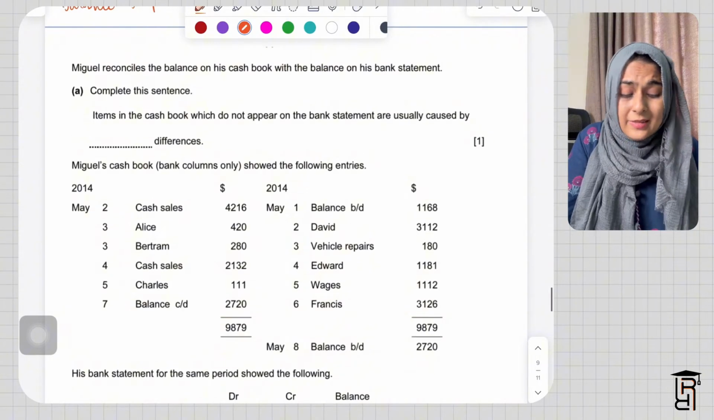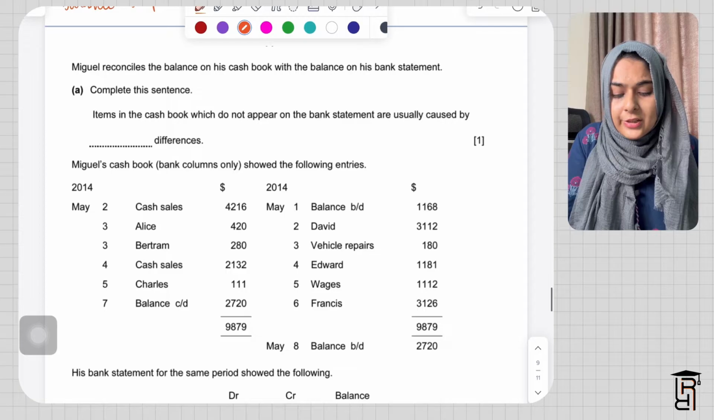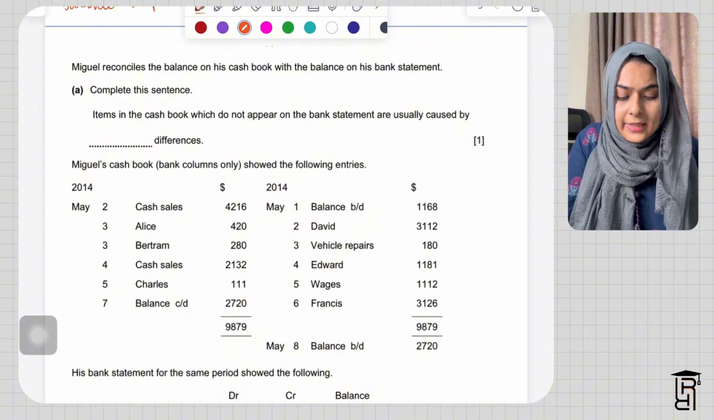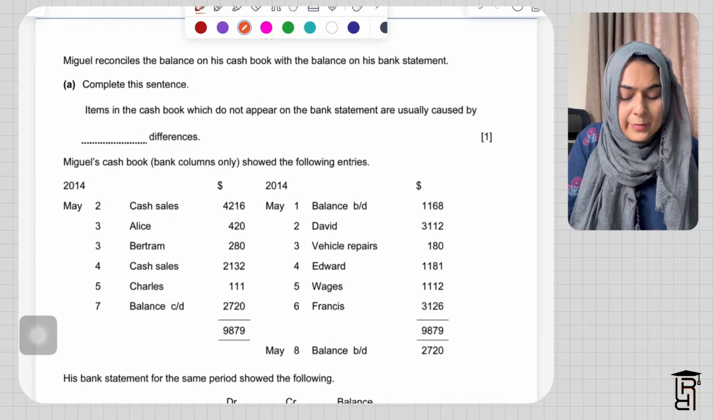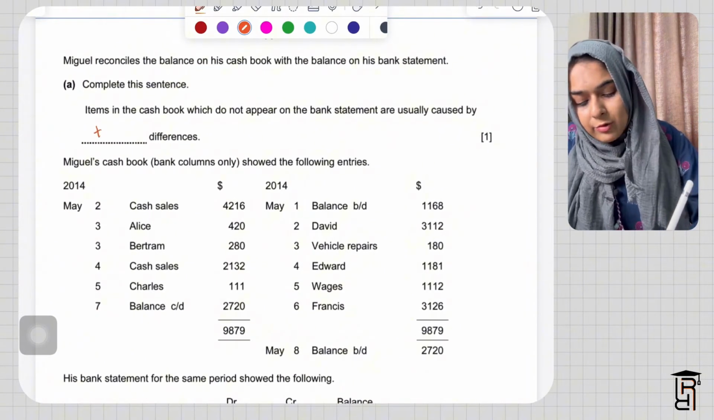The question here, which is from the past papers, says: Miguel reconciles the balance on his cash book with the balance on his bank statement. Complete the sentence. Items in the cash book which do not appear on the bank statement are usually caused by, you should know, timing differences.